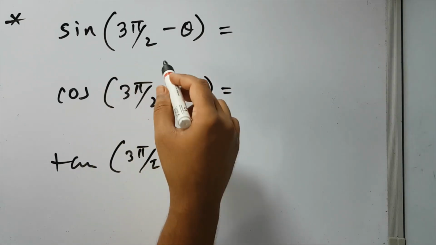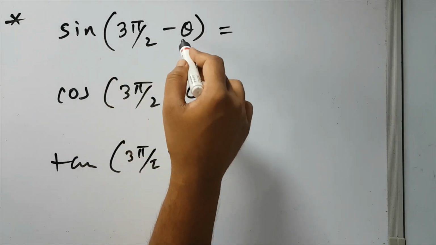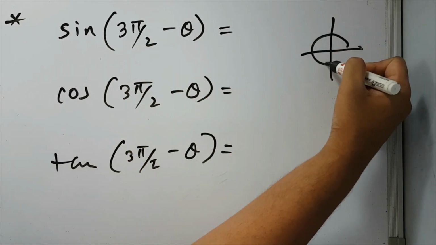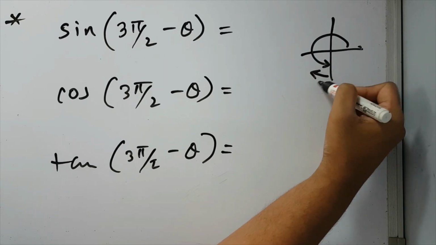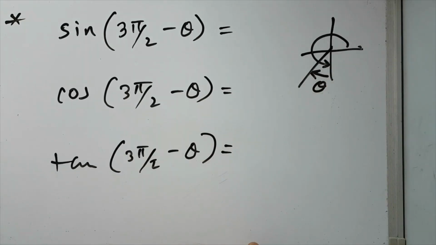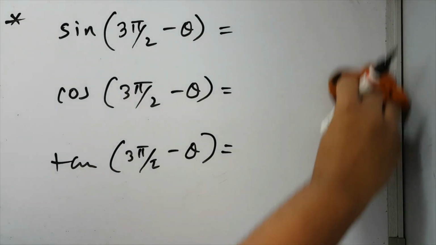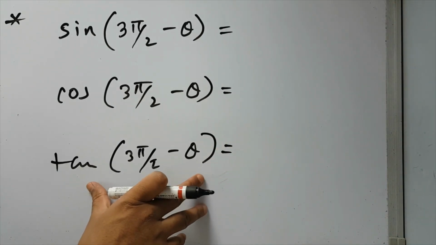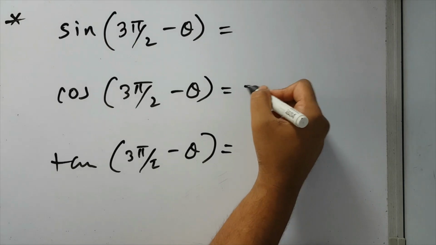Now which quadrant are they in? I mean this particular angle, 3 pi by 2 minus theta. 3 pi by 2 is 270 degrees, and then you rotate in the opposite direction by theta, so you're in the third quadrant. In the third quadrant, you know, tan would be positive, so this is positive and both these would be negative.